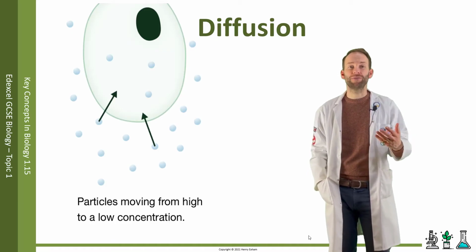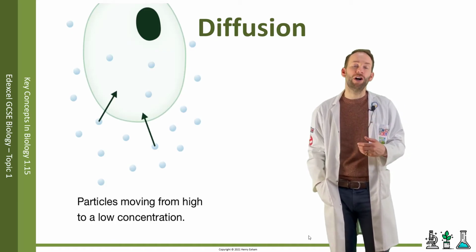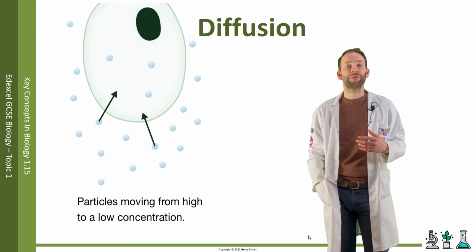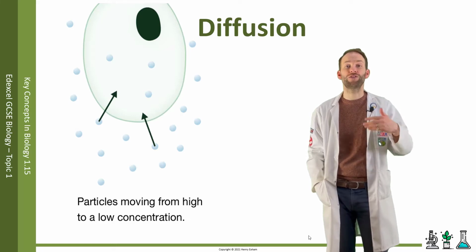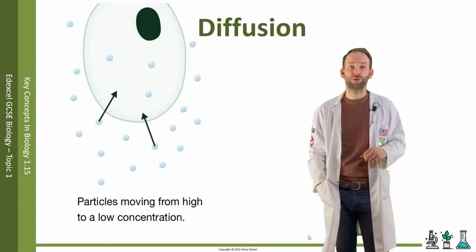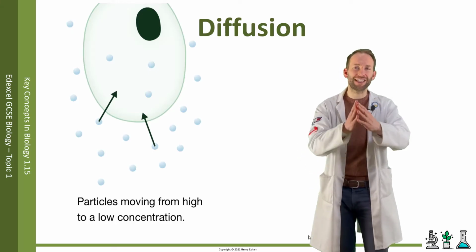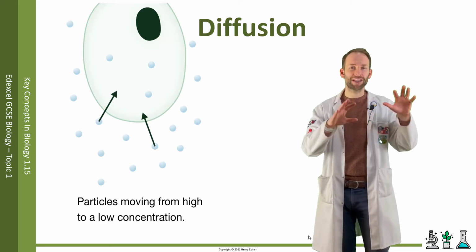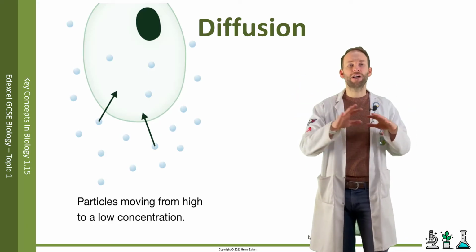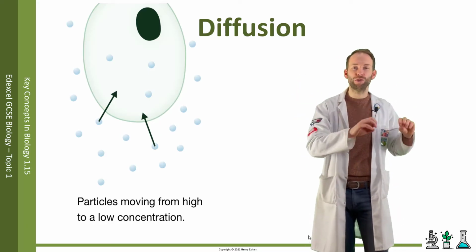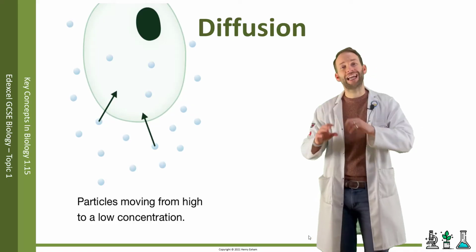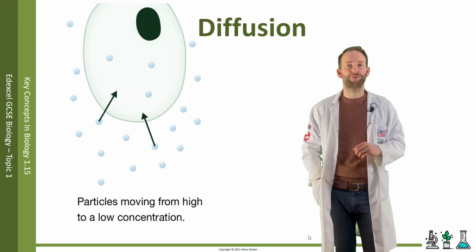Now in diffusion, this is the most simple form of transport into a cell. This is when a substance moves from a high concentration to a low concentration. It's what we call a concentration gradient. There is more of a molecule in one area compared to another area. The molecules are moving randomly by kinetic energy. They're not deciding to move into the cell, but because there's more in one area than another, over time they will spread out and they will move from an area of high concentration to the area of low concentration.